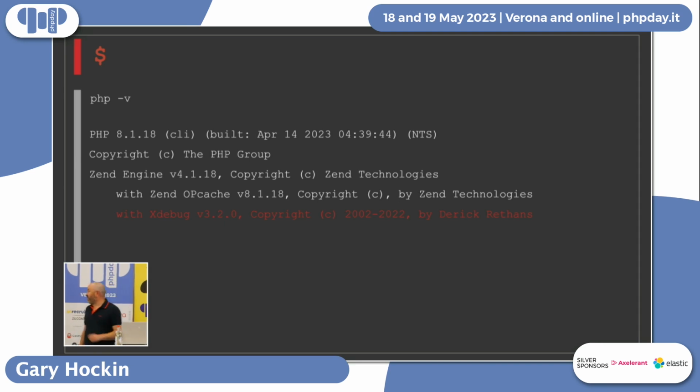And then this is what we expect to see. So php -v with Xdebug installed. You should see this in your phpinfo as well, if that's another way to check.